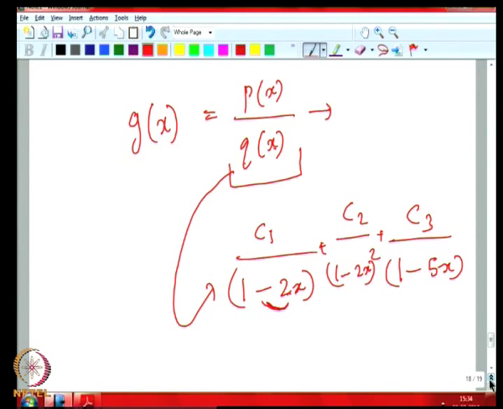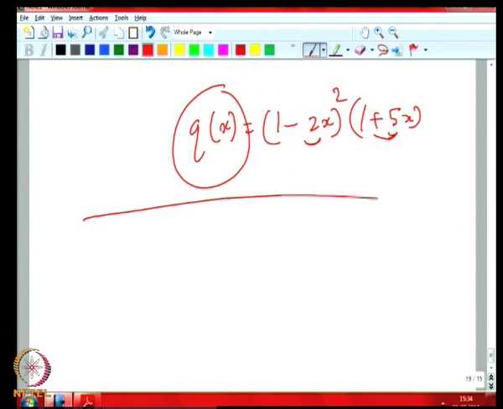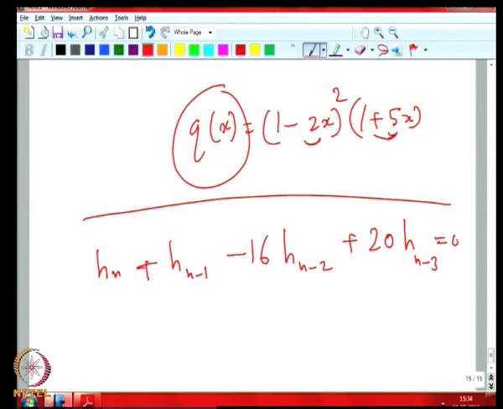Our recurrence relation was Hn plus Hn minus 1 minus 16 Hn minus 2 plus 20 Hn minus 3 equal to 0.